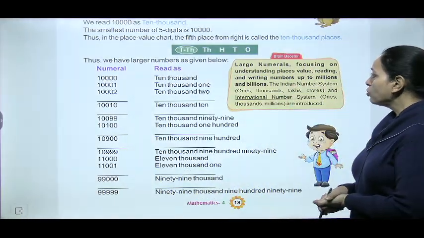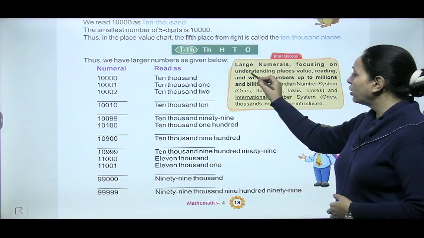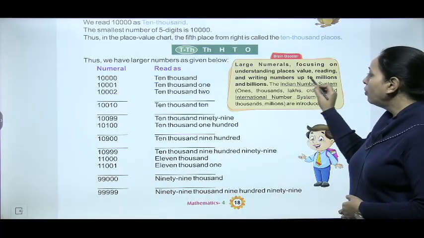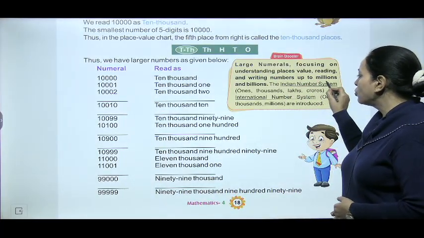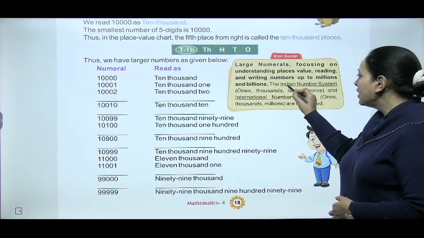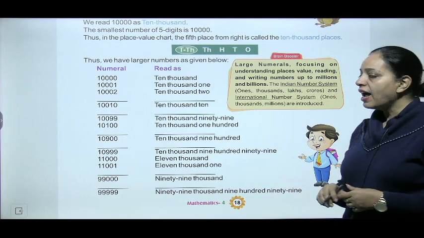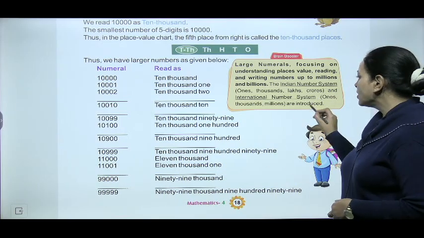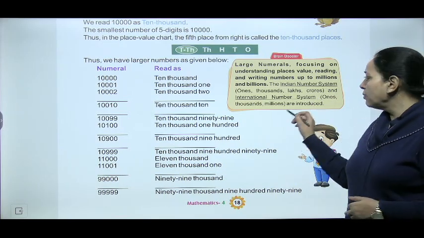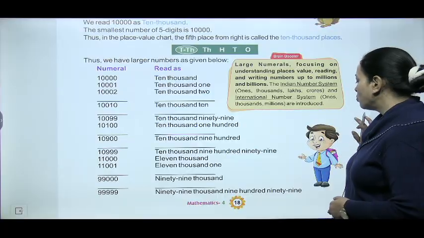99,999. So brain booster, large numbers, focusing on understanding place value, reading and writing numbers up to millions and billions. The Indian number system, ones, thousands, lakh, crores, and international number system, ones, thousand, million are introduced.